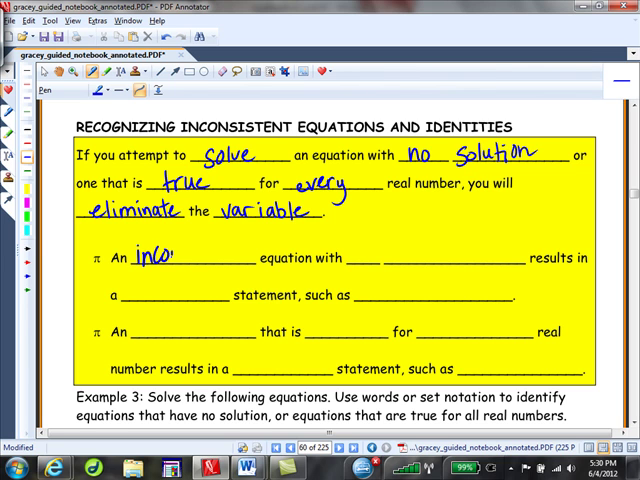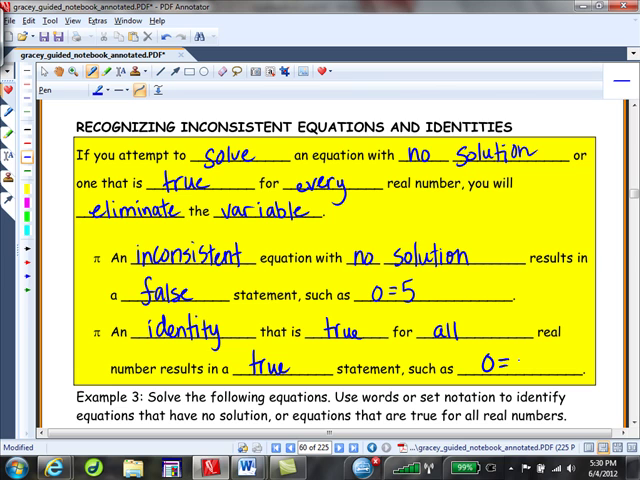An inconsistent equation with no solution results in a false statement, such as 0 equals 5. You know, that's not true unless you already went and had a few margaritas before you watched your math movie. Right. Okay. An identity that is true for all real numbers results in a true statement, such as 0 equals 0. That is definitely true. Okay.